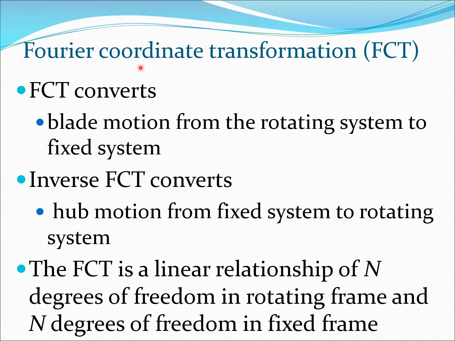So this Fourier coordinate transformation is often known as FCT because we don't want to spell out this entire word all the time. And essentially FCT converts blade motion from the rotating system to the fixed system. Now corresponding to this FCT, there is an inverse transformation which converts the hub motion from the fixed system to the rotating system. So we'll see that the FCT is a linear relationship of n degrees of freedom in the rotating system and n degrees of freedom in the fixed frame. So the number of degrees of freedom of course remains same, and again it's a linear relationship. That's something to keep in mind.